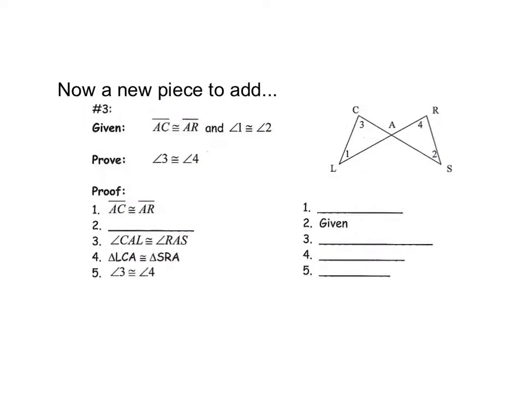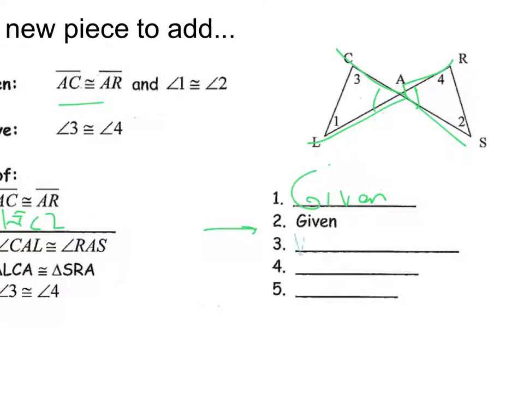Now, time to add one more piece. This is where CPCTC comes in. Taking a look, AC is congruent to AR, they give us that, so I write given. Number 2, the hint is that it's given, angle 1 is congruent to angle 2. They tell me that that's given. They're also trying to tell me CAL, which is this angle, and RAS, which is this angle, are congruent. Why do I know they're congruent? Because they are vertical angles.